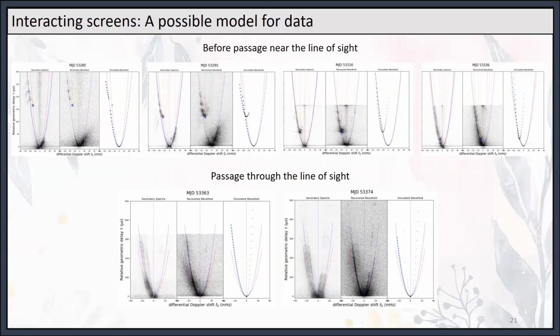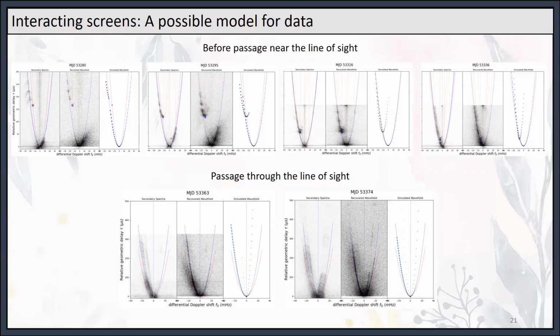Then we see the feature come in, we see its images, and it seems to resemble the data pretty well before it passes the line of sight. And then the passage through the line of sight, this is, I think, the interesting thing. I don't know how clear it is, but once you look at the wave field, the structure here, you start getting a lot of power here that is not related to your main arc parabola.